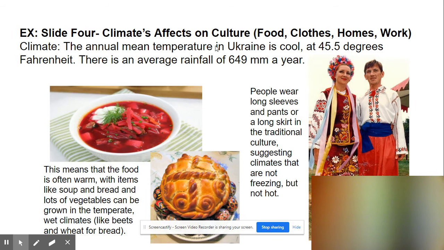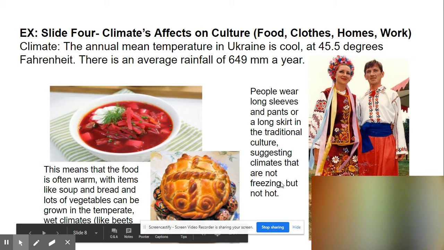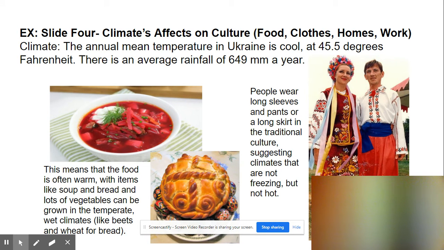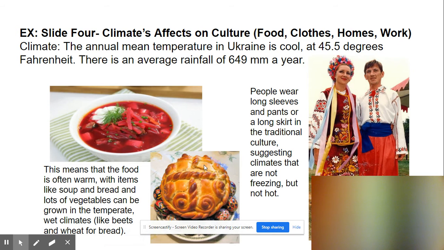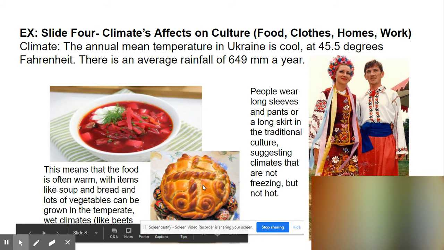So the average temperature in the Ukraine is pretty cool, 45 degrees Fahrenheit. So they get some rain. So, people are covered up because it's not the tropics. They need to wear clothes for warmth. And the food that grows there are grown in wetter climates like beets. So this temperate climate with rain allows for a lot of produce, and they're able to farm a lot. So they've got grain for bread.